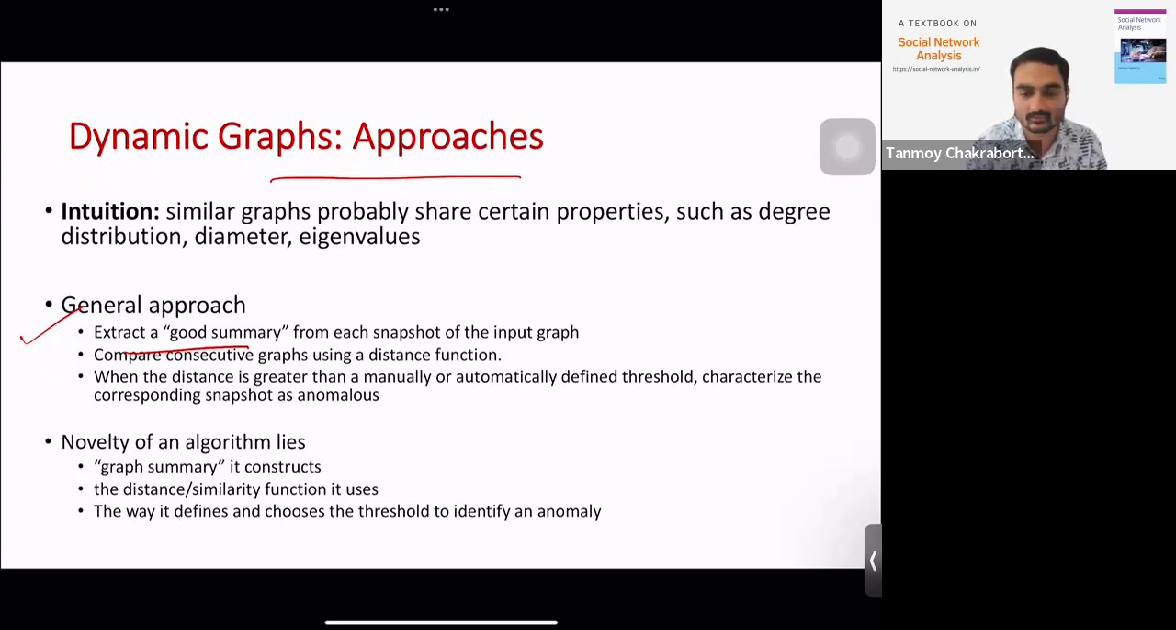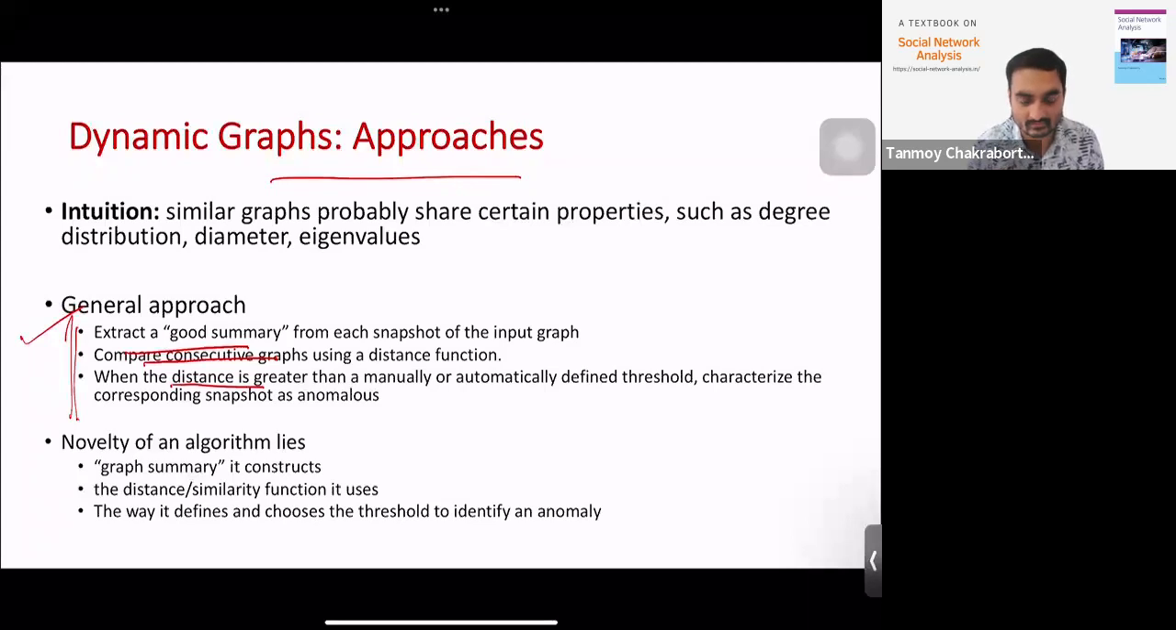There are many ways; you can also use some sort of stratified sampling and so on. Then you compare two consecutive graphs. You compare the summaries of the two consecutive snapshots of a graph using some distance-based approach. So at t, you have a summary. At t+1, you have another summary, and you try to look at the dissimilarities or similarities based on some metric. So when the distance or the dissimilarity is greater than some threshold, you can select the threshold automatically or manually, then you can say that there is some anomalous behavior. So this is the general approach.